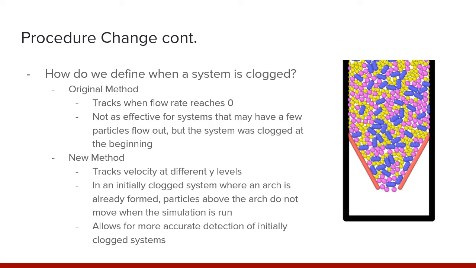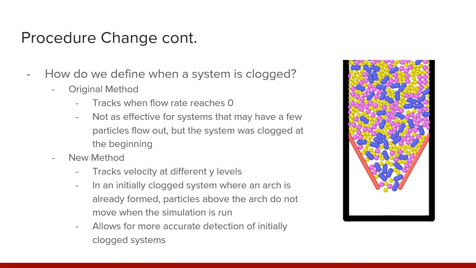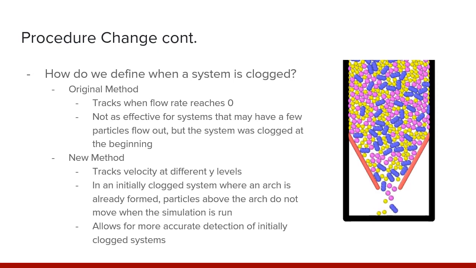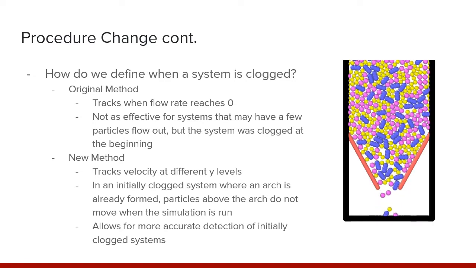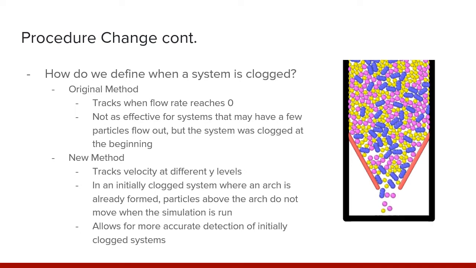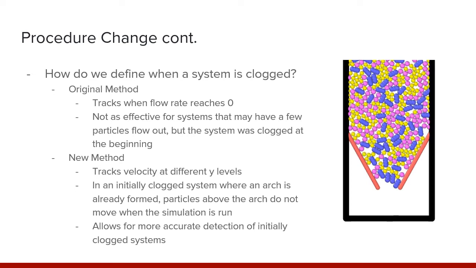We are also making some changes to how we are defining when a system is clogged. The original method tracked the flow rate out of the hopper, and when the flow rate would reach zero for a determined number of time steps, the system was determined to be clogged. However, the new method will track the velocity at different y levels in the hopper region. In an initially clogged system where a clogged arch has already formed, particles above the arch do not move when the simulation is run. However, there still may be a couple of particles that flow out. In the video, you can see that as the system begins to clog, particles will begin to stop.